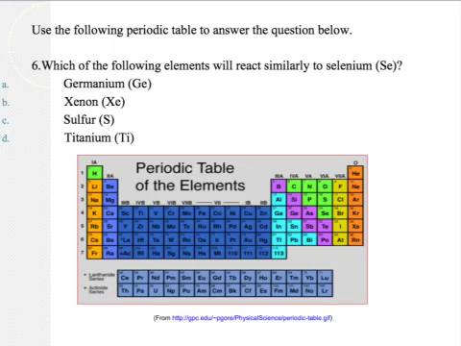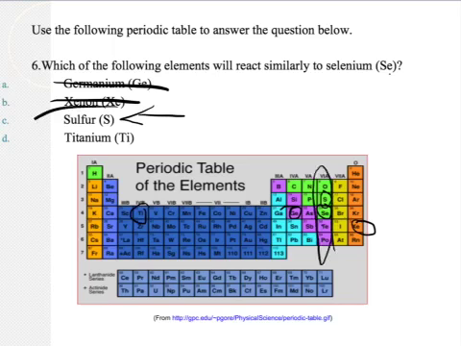Hopefully you're already looking at your periodic table and you see selenium is here, Se, and germanium, Ge. Let's see if I can even find it today. It's right here, so they're not in the same family, so that's not going to work. Xenon, over here, not in the same family. Sulfur, oh look, that's in the same column, which means it's in the same family, so that's a possible. Let's just double check. Titanium is all the way over here. Again, same period, but not the same family. So the correct answer is sulfur. There you go.